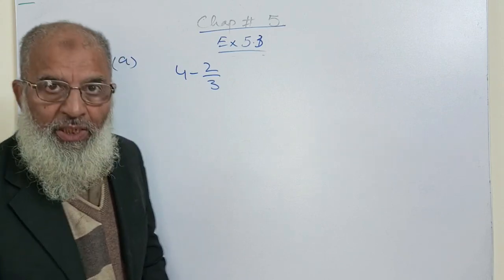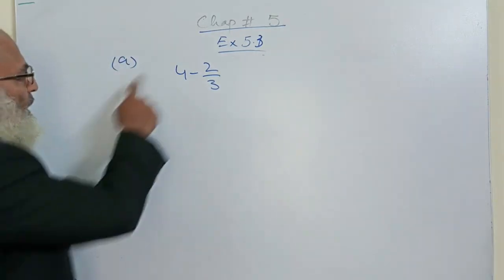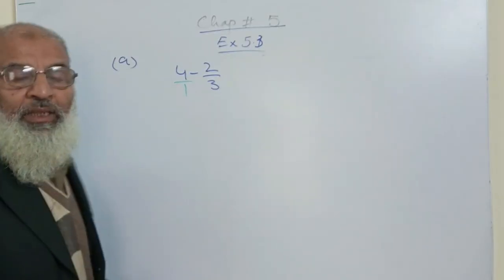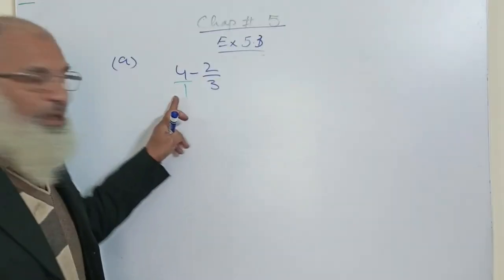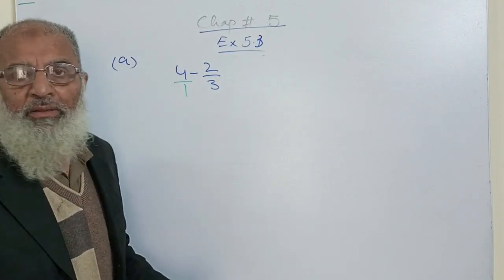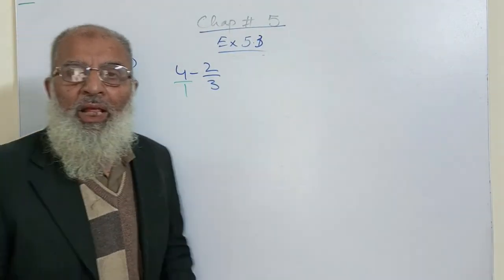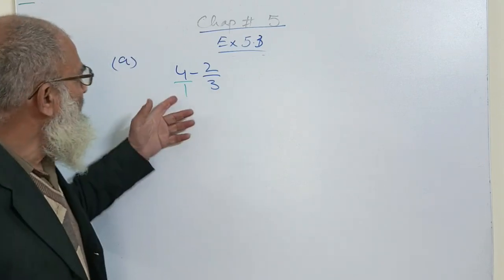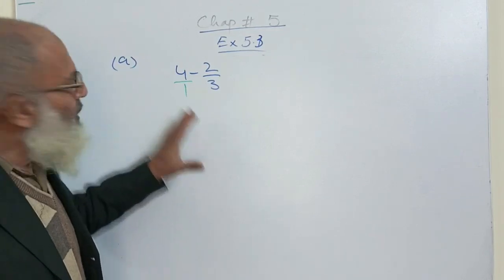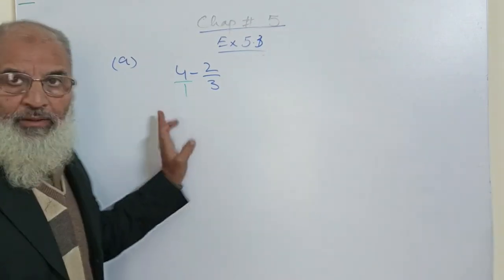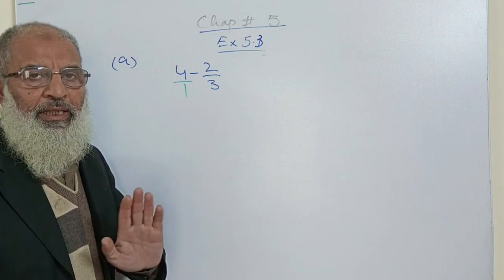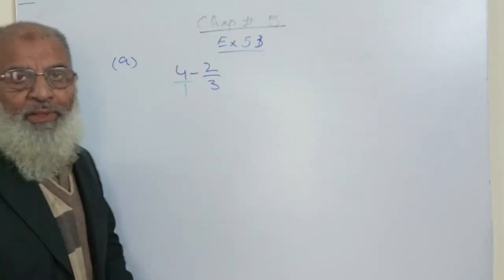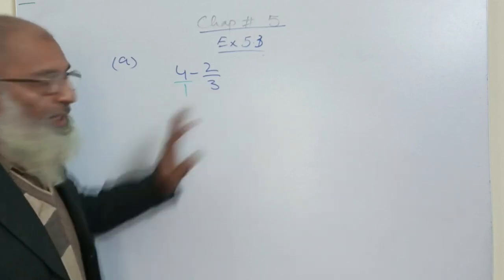See how I am going to convert this whole number into a fraction. Simply put 1 under it, and it will become a fraction, because there is 1 under every whole number. It is not written, but it is understood that there is 1 under every whole number. So it is very easy now.